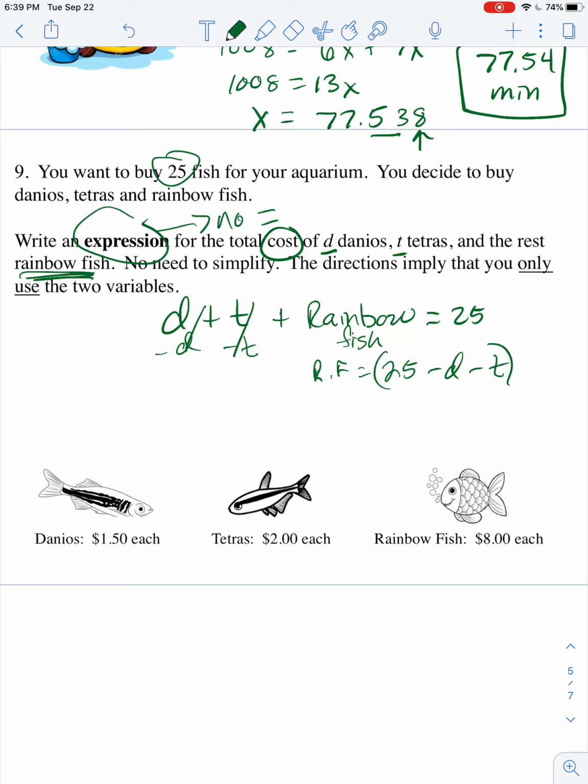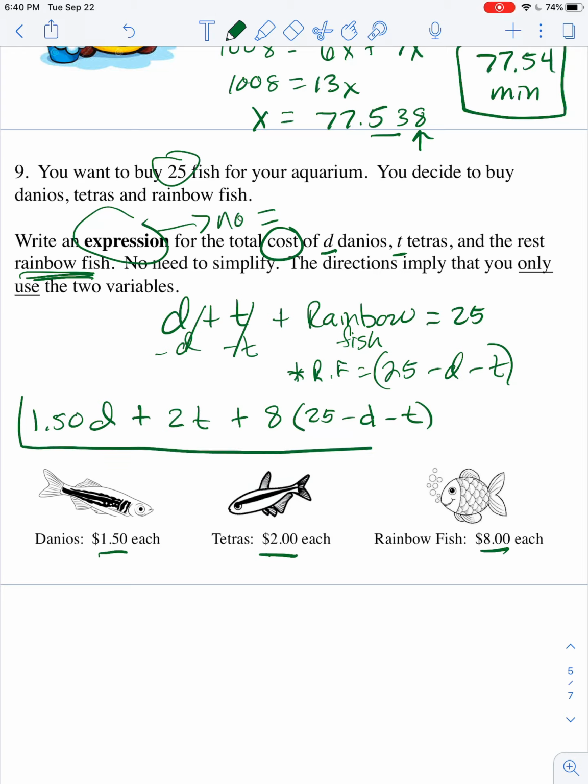expression for the cost is going to be, now here's your cost. Be careful. I'm going to pay $1.50 per Danio, plus I'm going to pay $2 per tetra, plus I'm going to pay $8 per rainbow fish, which I'm representing as 25 minus D minus T.